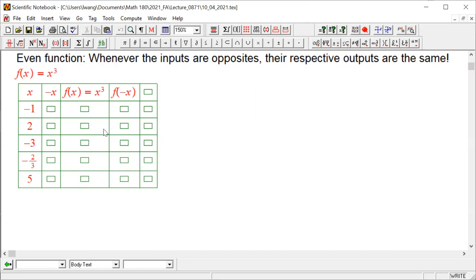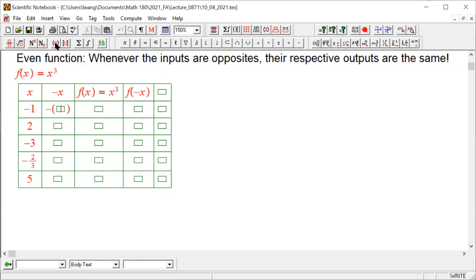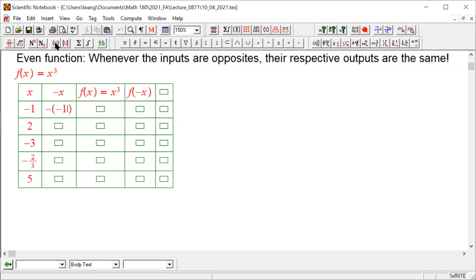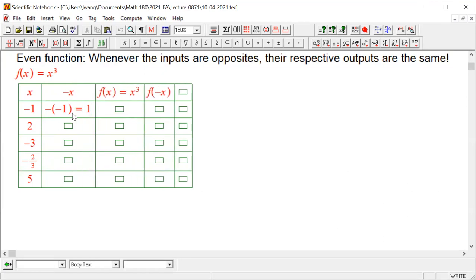So for this function, you're going to see that if I choose my input to be -1, the negative of -1 would be its opposite. To get the opposite of any number, you just put a negative sign in front of it. So x and negative x are always opposite to each other. But x itself can be negative, positive, or 0. So the negative of -1 is +1.